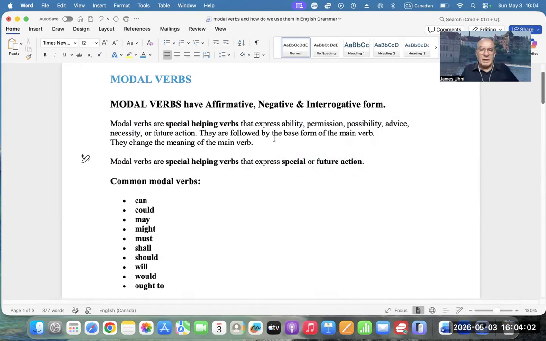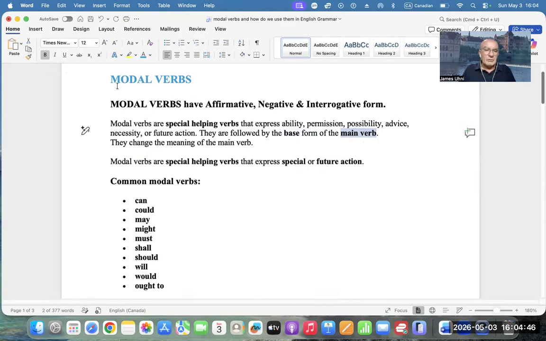They are followed by the base form of the main verb. So there is no to, there is no past participle. There is only the base form of the main verb. They change the meaning of the main verb.